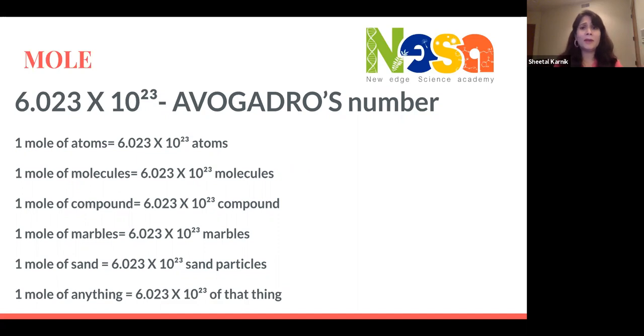And let's say I'm tired of these elements from the periodic table. I want to look at marbles, and I want 1 mole of marbles or 1 mole of sand particles. Well, as soon as I use the term mole, it is going to equate to 6.023 times 10 to the 23rd, Avogadro's number, of that particular thing that we are looking at. Now that we know this relationship between the number of particles and mole, let's look into what type of questions get asked on your exams.